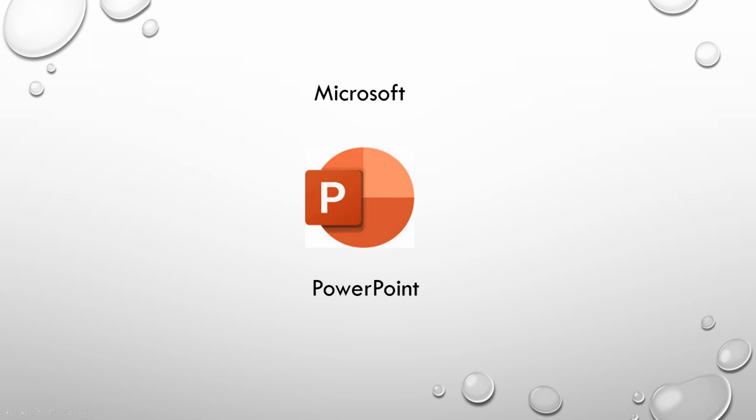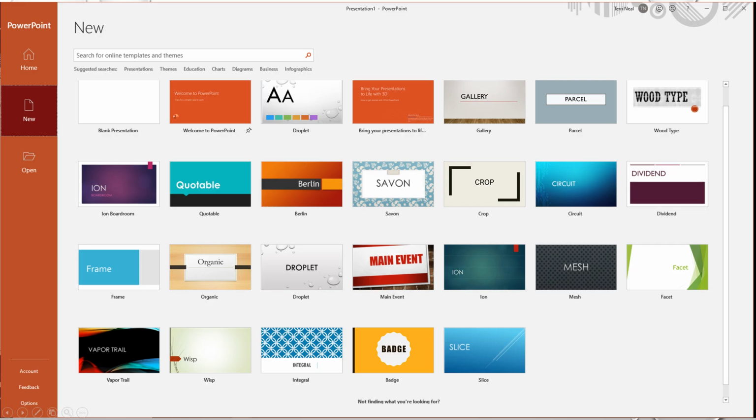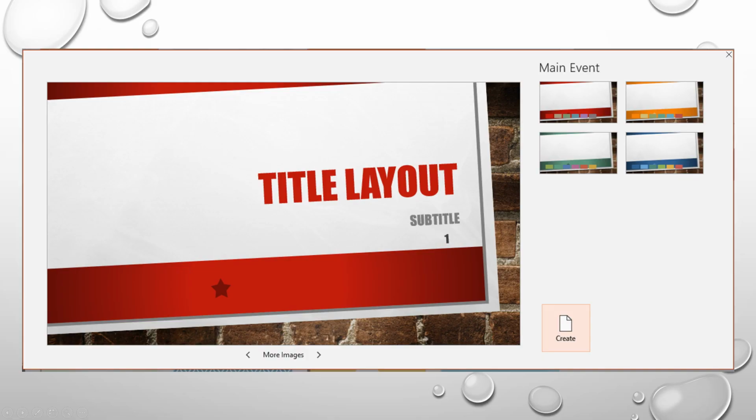Let's use our mouse to open PowerPoint. Okay, whenever you click on the PowerPoint icon, this is what pops up. That gives you the opportunity to create a blank presentation, or it gives you several different themes. We're going to click to see what more themes we have. Okay, these are all the preloaded themes. We will choose the main event theme just to get an idea of what the program is.